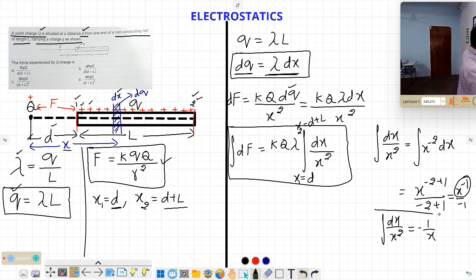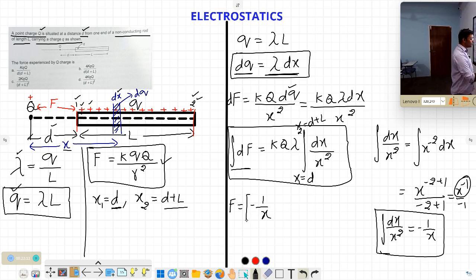So here I can put that one. So integral df is equal to, the formula is, F is equal to nothing but minus 1 by x. I can write this total integration. Lower limit is how much? d. Upper limit is how much? d plus L, along with the constants that are there, that is K Q lambda. Now if you solve this one, we'll get the required answer for this question.